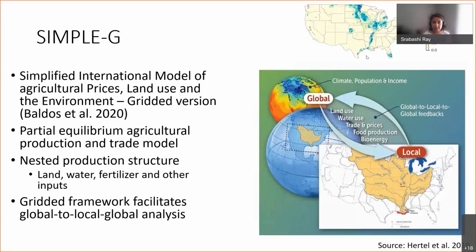On the top here, you can see a map of one of the parameters that is embedded in the model, and you can see that the map is colored based on grids, which are 5 arc minute by 5 arc minute in size. This gridded approach to this analysis facilitates global to local analysis. So we are able to model local level responses to global shocks.